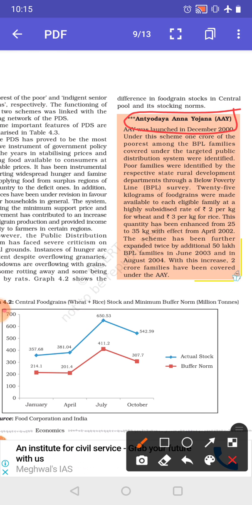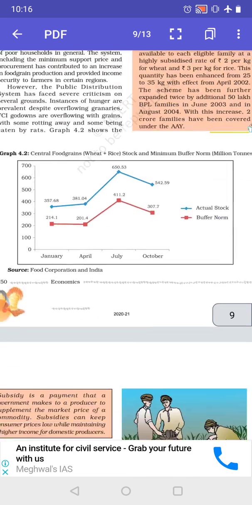The scheme has expanded its capacity twice by adding 50 lakh BPL families in the year 2003, and then again 50 lakh in the year 2004. With this increase, a total of 2 crore families are now covered under this Antyodaya Anna Yojana. So there are 2-3 points you have to remember in this Antyodaya Anna Yojana. First, when it was launched, then who are the people covered under this category, and what advantages do the people get who are covered under this scheme. I hope this Antyodaya Anna Yojana is clear to you.